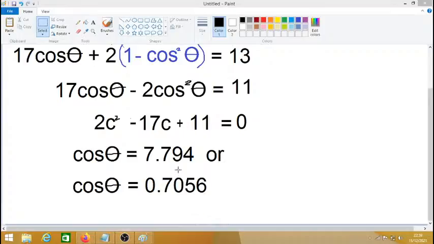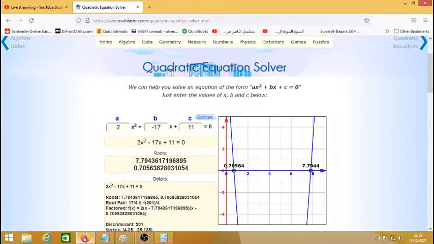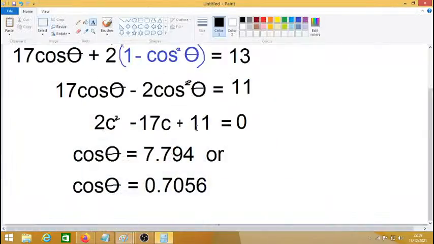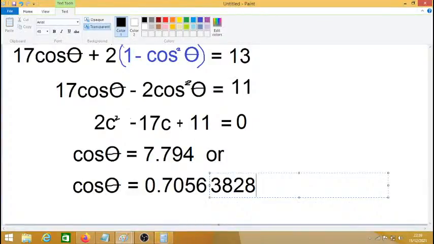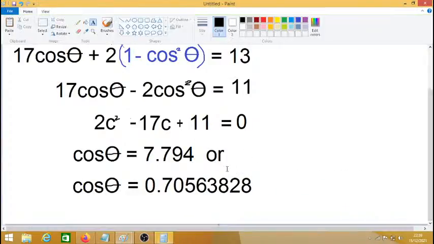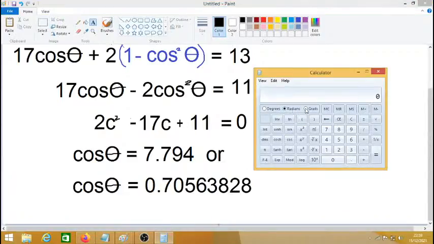If you've got those two solutions on your calculator, stick with the full number. 0.7056 followed by 3828. So let's just stick that on. Accuracy is going to be quite important here. Okay, so let's grab our calculator, let's stick it into radians mode, and let's get the inverse cos of 0.7056 3828. You can do this on your calculator as well. See if you get the same answer.